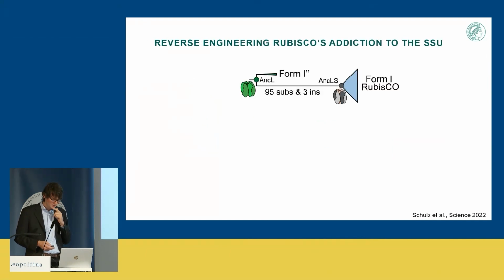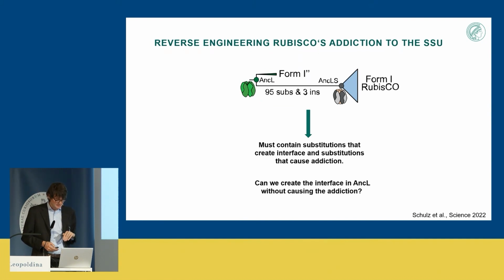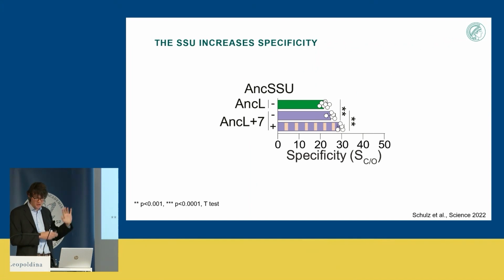So what to do? These two proteins are separated by a set of 95 historical substitutions. And that's just the differences in their sequence, the number of differences in their amino acid sequences. And among those 95 differences must be some substitutions that allow this new interaction, and potentially some others that create this addiction. And the hope was that we could separate those two sets such that we get a protein that can bind the small subunit but doesn't need it. In the end, we managed to do this after a lot of trying, and we found 7 historical mutations that we could put into that protein that allowed this protein now to interact with the small subunit without needing it.